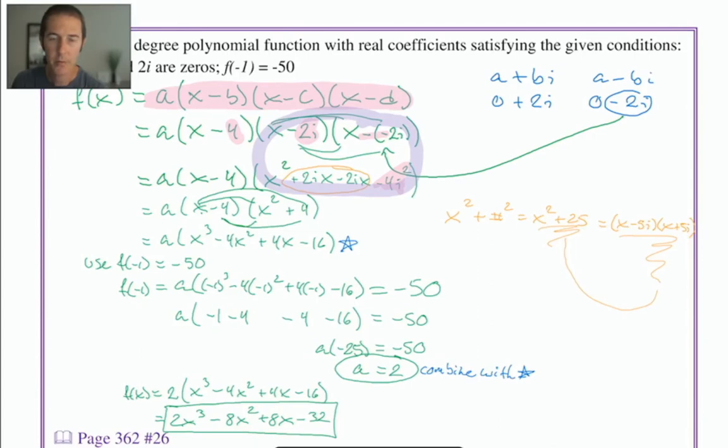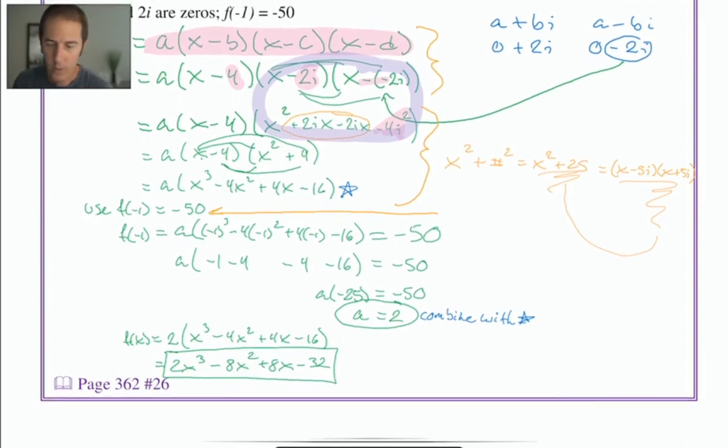Go through and make some labels on this process and group the different sections of the process. Here we were just plugging in given information. This was all about foiling and combining like terms. We foiled twice, as a matter of fact. Then this was its own stage, using the given information, in this case that f of -1 was equal to 50. So that's its own stage in order to get your a value. And then all you have to do is plug the a value back into that start equation.